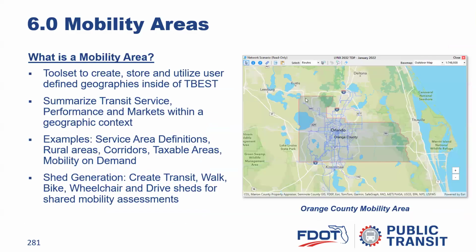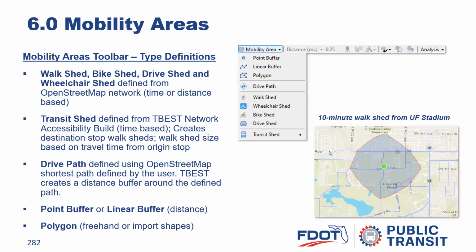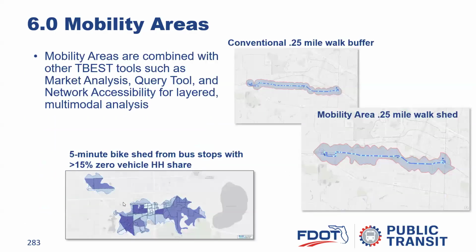So this is a county, Orange County. Obviously I didn't digitize this into TBEST. I added a user layer, selected Orange County from the user layer using the mobility area tool set, and then just imported it in as a mobility area. So, clearly you can do that as well. So here are some examples of how this looks.